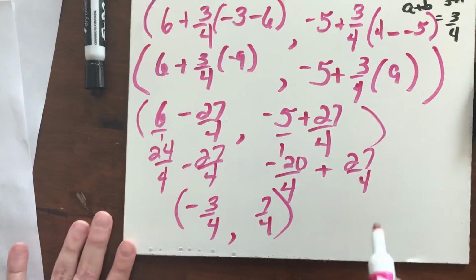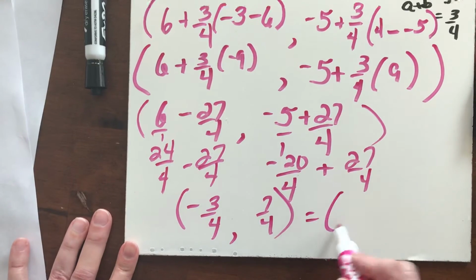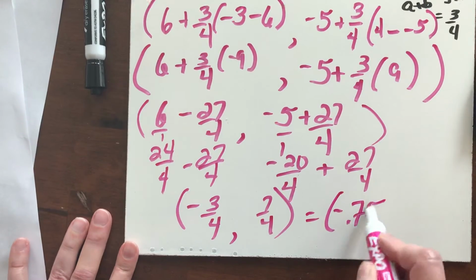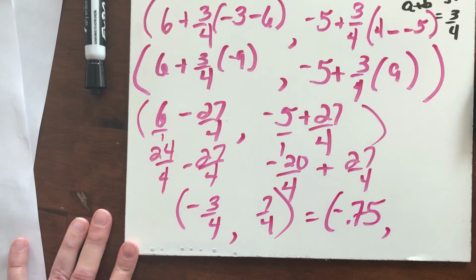All right, so then if you want to turn this into a decimal, that's -0.75. And then, want to go ahead and tell me what 7 divided by 4 is? Because you probably do it in your head. 1.75.